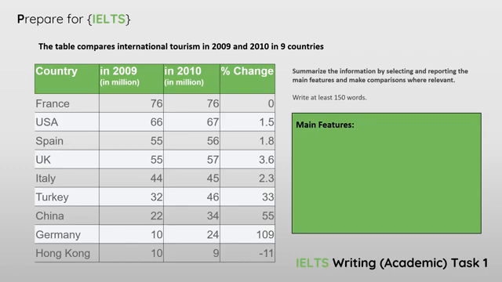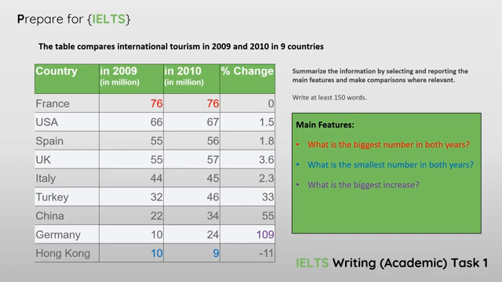Well, something to look for firstly is what is the biggest number in both years. So in this table, it's France with 76 million in 2009 and 2010. Then look at the smallest number in both years, and in this case it's Hong Kong.